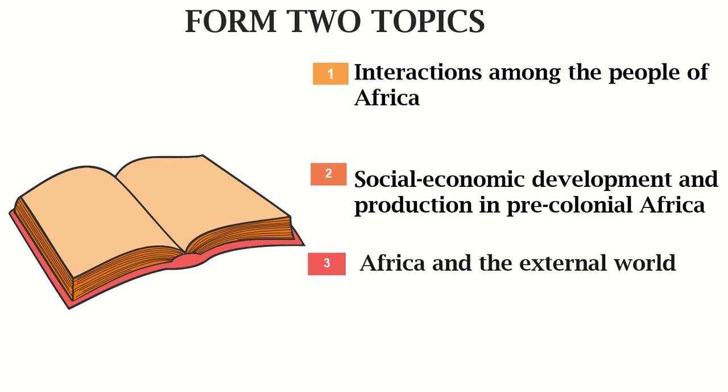Number 3 is Africa and the external world, the coming of people from outside of Africa, and that was before colonialism. These were the first people from the Middle East and the Far East. They settled especially in East Africa, and on the side of West Africa and South Africa, we will check the coming of Portugal in West Africa. They settled there, and also they went to South Africa and they finished in East Africa.